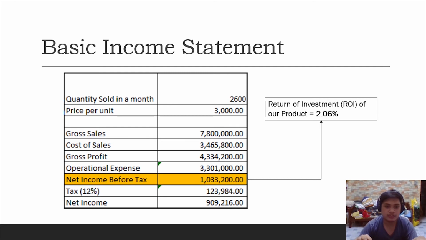So the tax on the net income would be 123,984, which is 12% of the net income, and the net income after tax would be the net income before tax minus tax. So it would be 909,216.